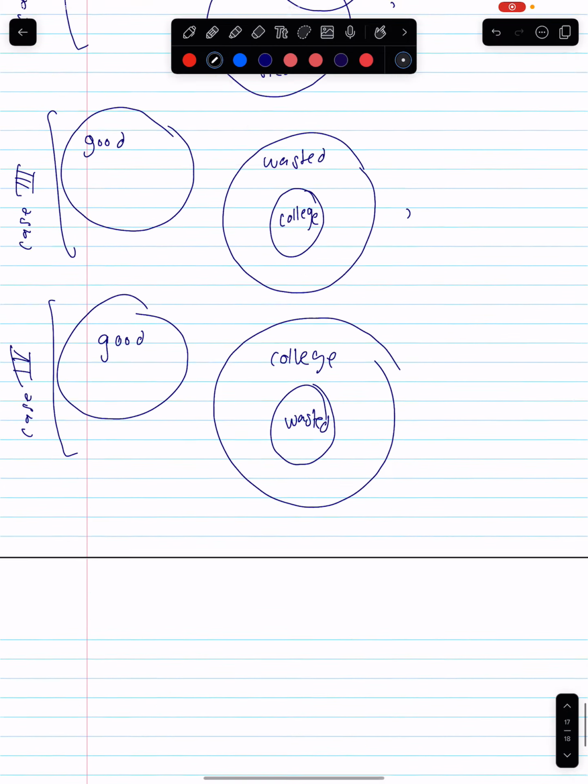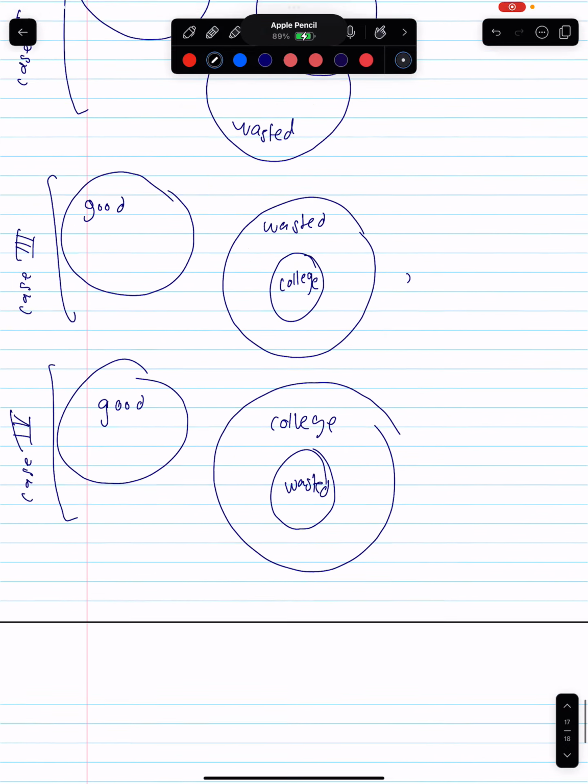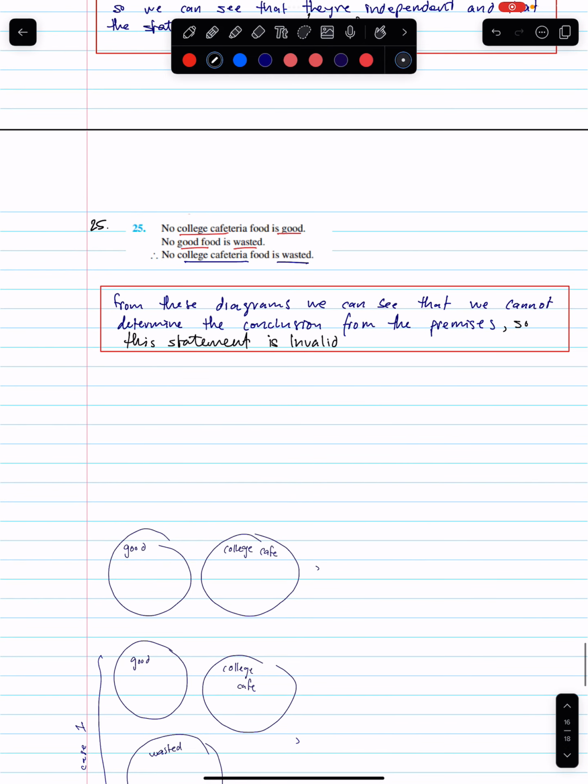Alright, so yeah, that's how you do those kinds of things. So these diagrams can be pretty helpful at times, to let you see if the conclusion follows from the premises or not. So yeah, that's all the questions we're going to do for today.